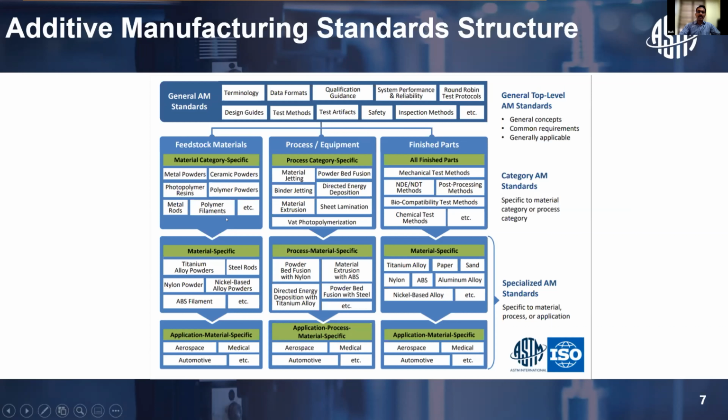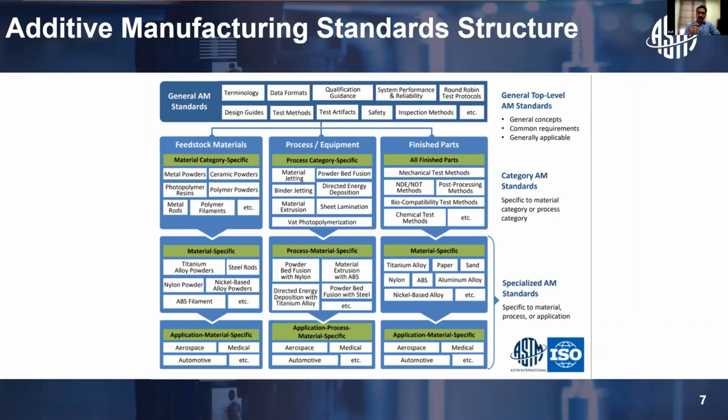And so again, within the feedstock materials, we have materials which are specific to its chemistry. For example, we have different alloys. We have metal alloys like titanium. So we have standard specifications which provide you the required properties to be met using these standards.